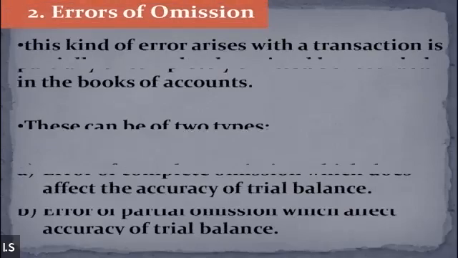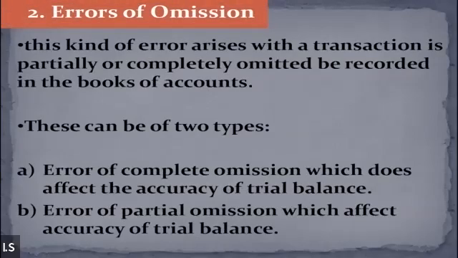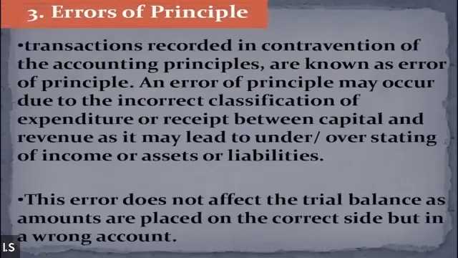Now, what is error of omission? This kind of error arises when a transaction is partially completed or omitted to be recorded in the books of account. There can be 2 types of omission: error of complete omission and error of partial omission. Then error of principle: transactions recorded in contravention of the accounting principles are known as error of principle. That means while recording the transaction, when you have violated the accounting rule and principle, it will be called error of principle.